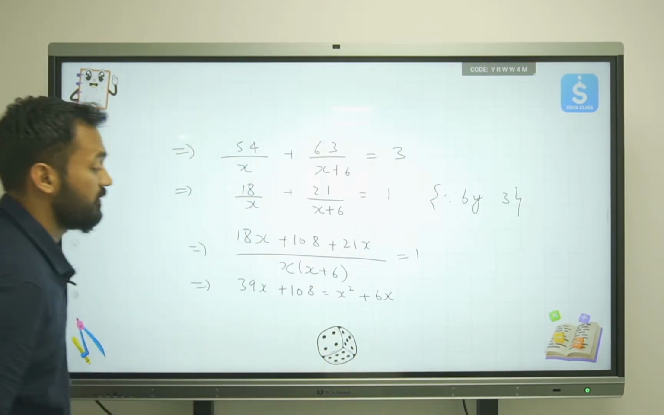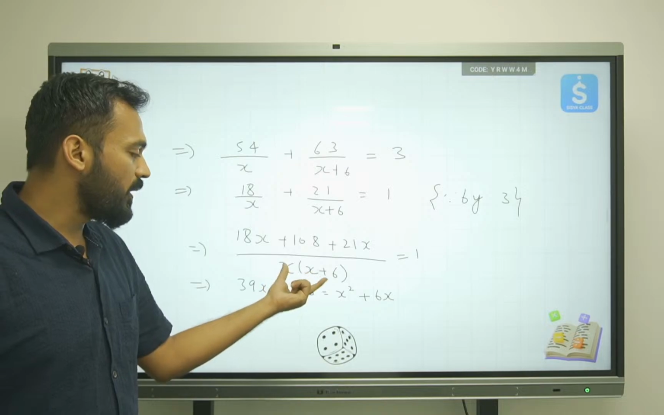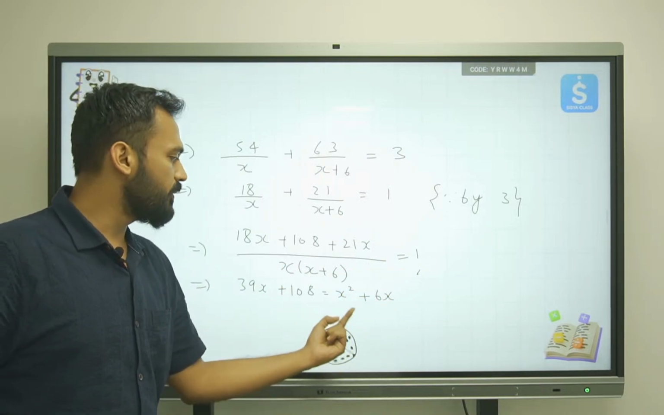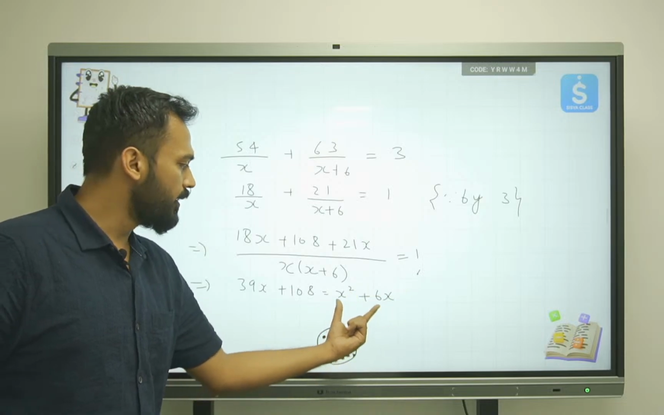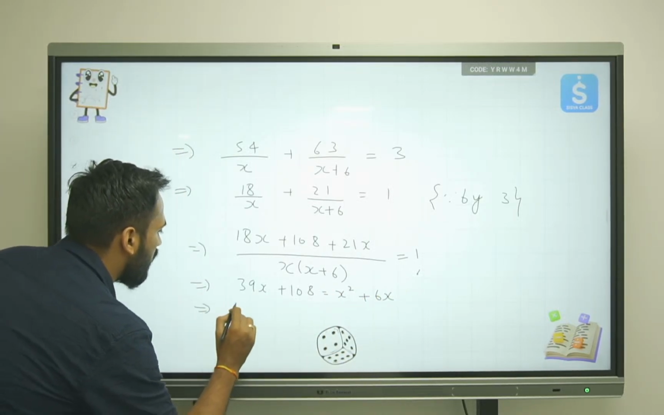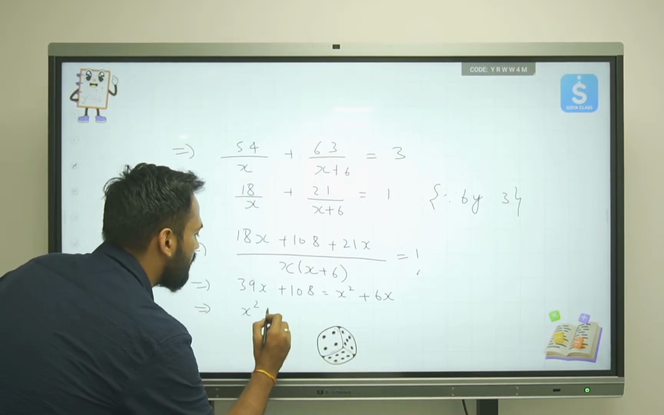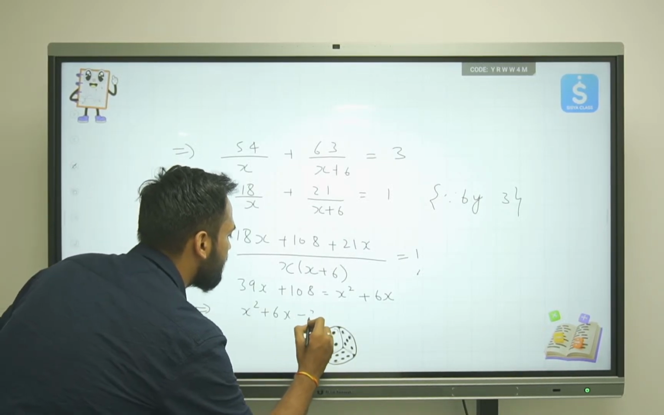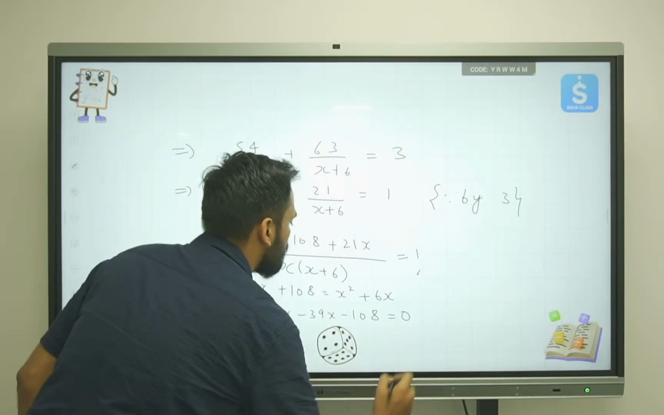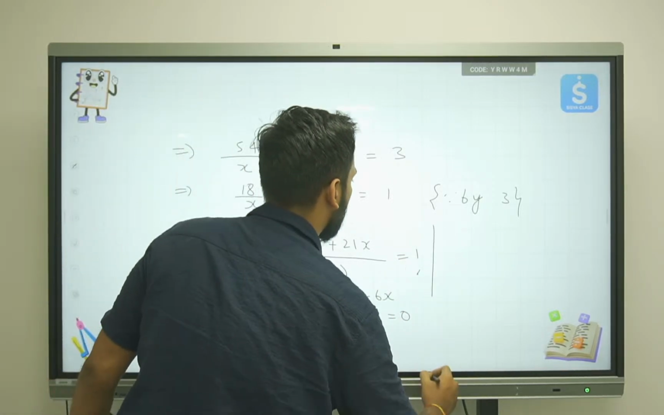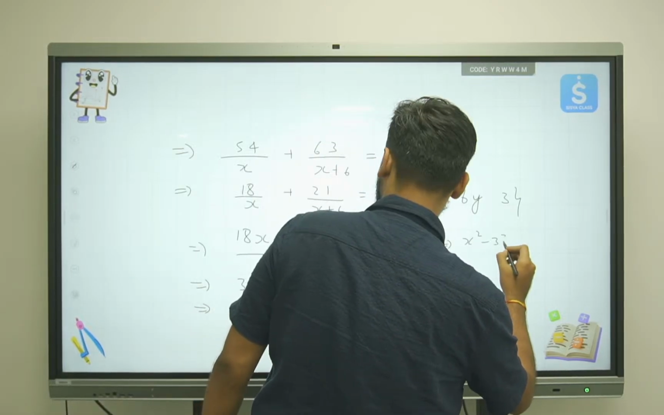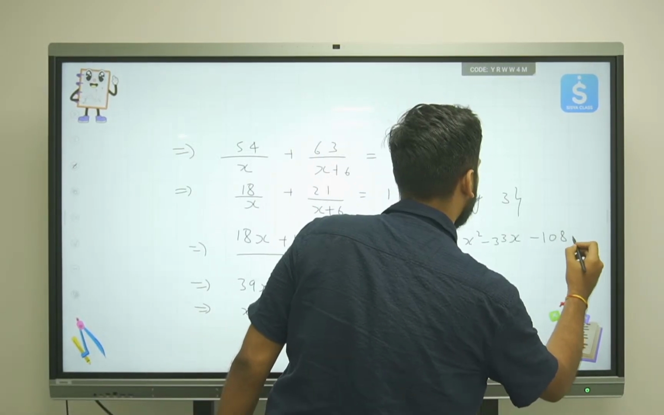Clear? This I have taken to the right side, and I opened the brackets and got x square plus 6x. This will become x square plus 6x multiplied by 1. Now let me form the quadratic equation: x square plus 6x minus 39x minus 108 is equal to 0. This will give me the quadratic equation x square minus 33x minus 108 is equal to 0.